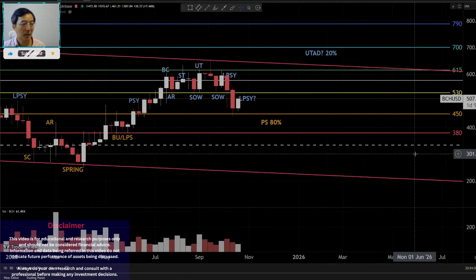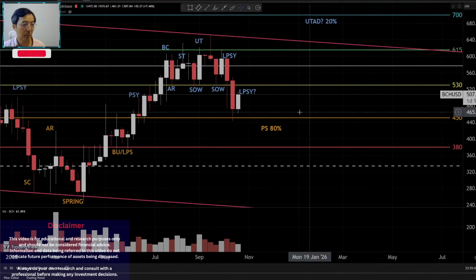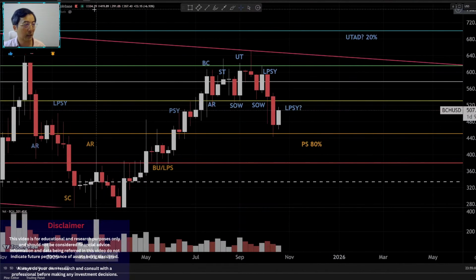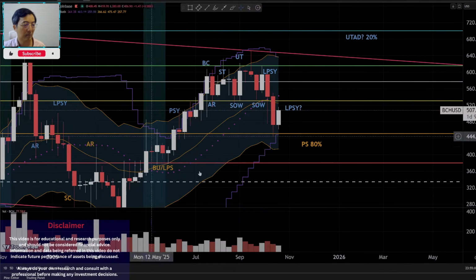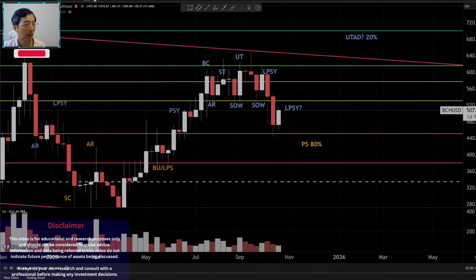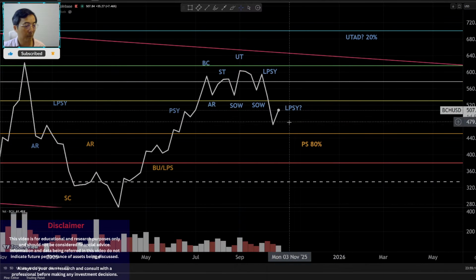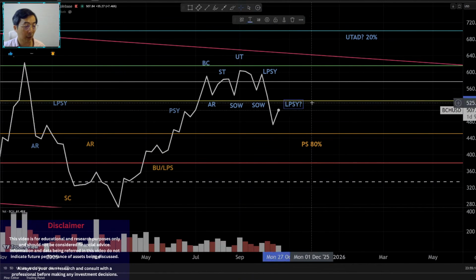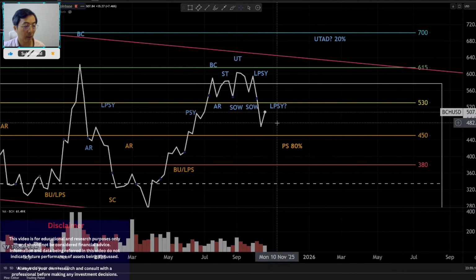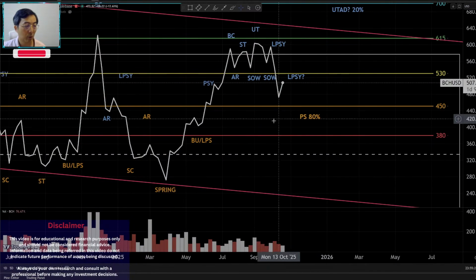Here, we're seeing a potential LPSY. Previously, I already put in the tag saying that's probably where a potential bounce is going to happen and may be rejected again by the yellow key level of $530 and heads towards a new accumulation cycle.